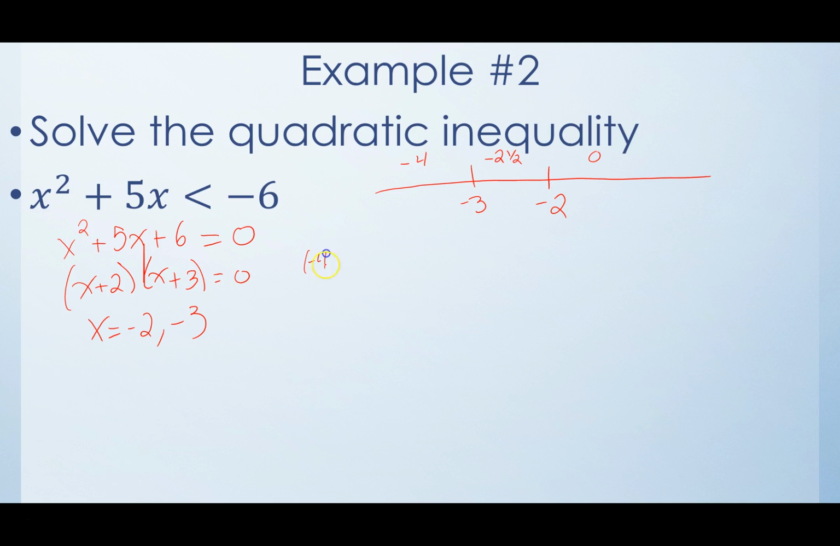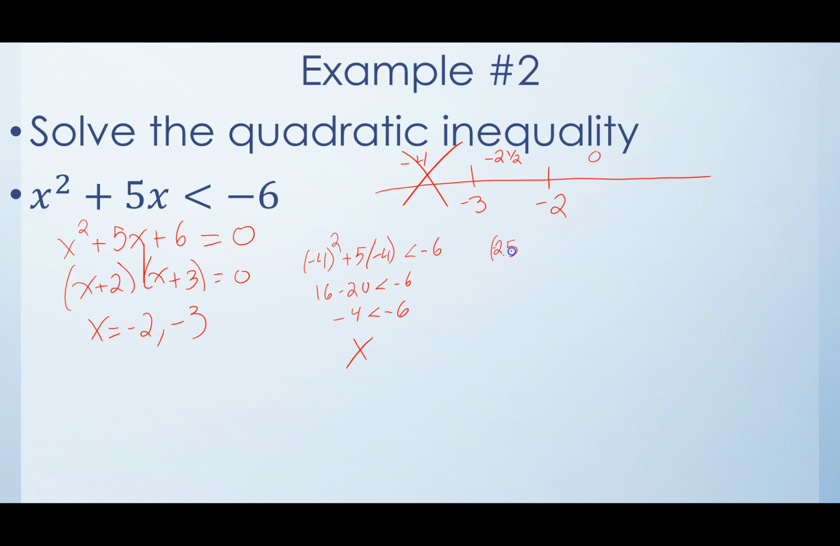So we have negative 4 squared plus 5 times negative 4, less than negative 6. We get 16 minus 20, which is negative 4, which is not less than negative 6, so that is not the correct region. We then try negative 2.5.